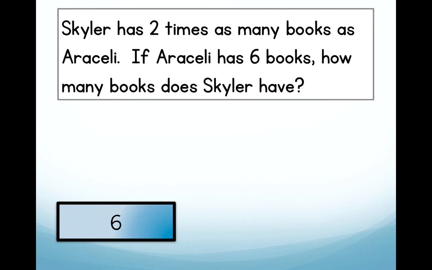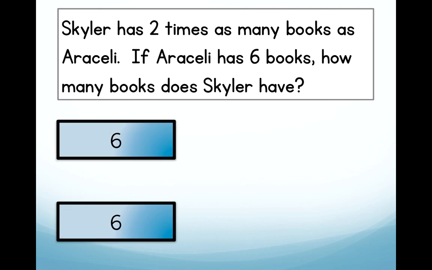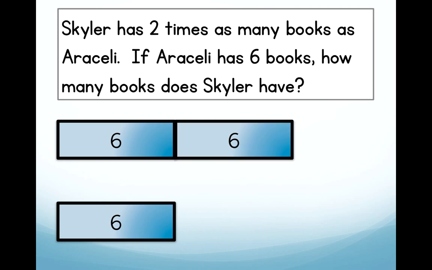Okay? So in this case, Araceli has 6 books. So if Araceli and Skylar have the same number of books, then Skylar would also have 6 books. But that's not the case. Skylar has 2 times as many books as Araceli. That means she needs another set of 6, right? Because it's 2 times as many books as Araceli. So if it's 2 times as many as Araceli, that means she has 2 groups of 6. So 2 times 6 is 12. So Skylar must have 12 books.